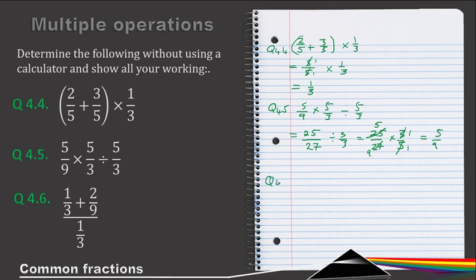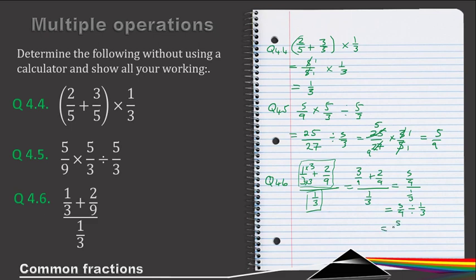Then for question 4.6, we have 1 over 3 plus 2 over 9, over 1 over 3. So here we have a few fractions over a fraction, and we need to simplify the numerator and the denominator independently, and after we've simplified them, then we can divide. To add these two, we have to get the same lowest common multiple or denominator. Let's just rewrite that first. So 3 over 9 plus 2 over 9 all over 1 over 3. So this then becomes 3 plus 2, which is 5 over 9 divided by 1 over 3.